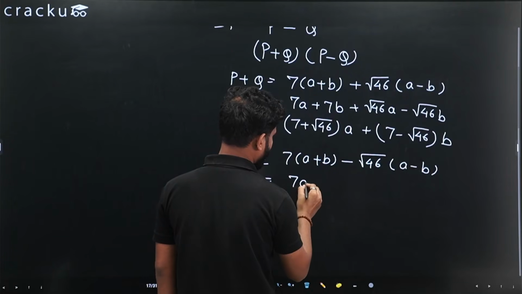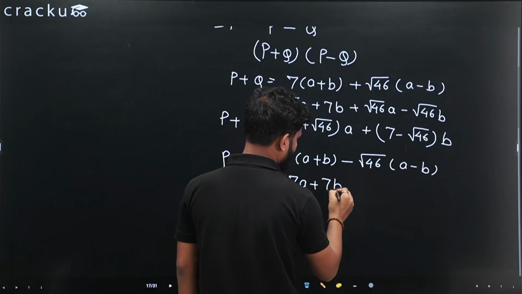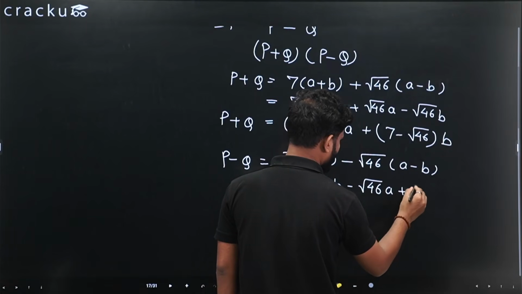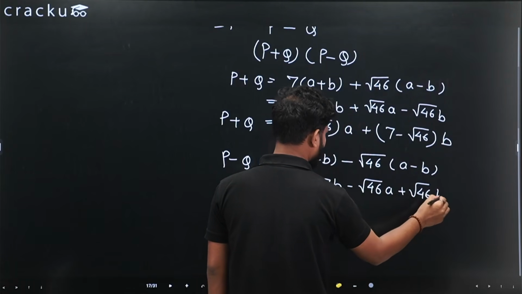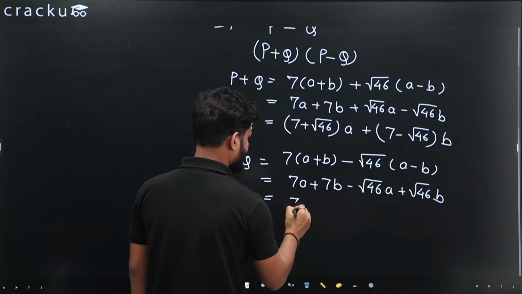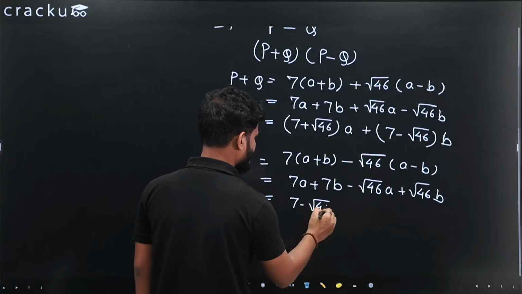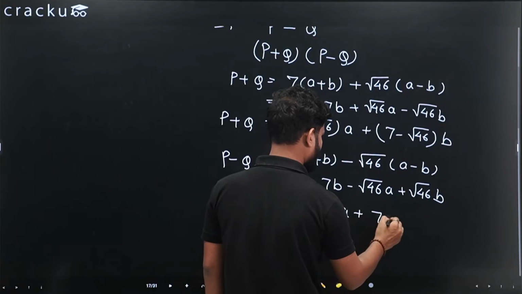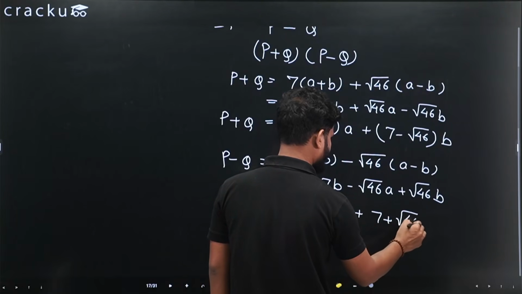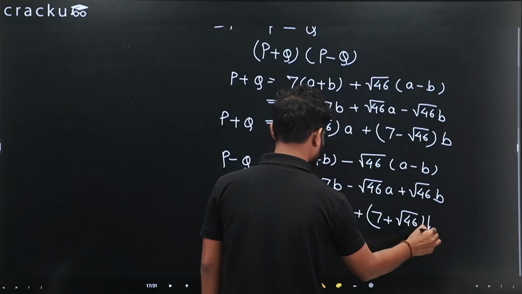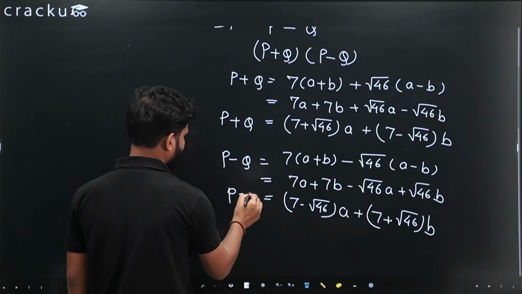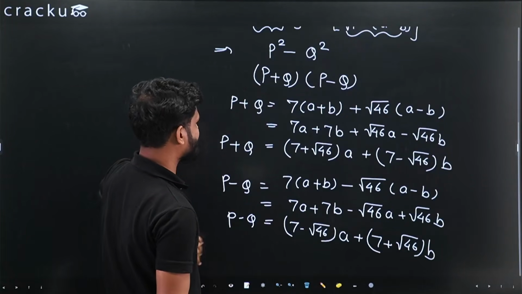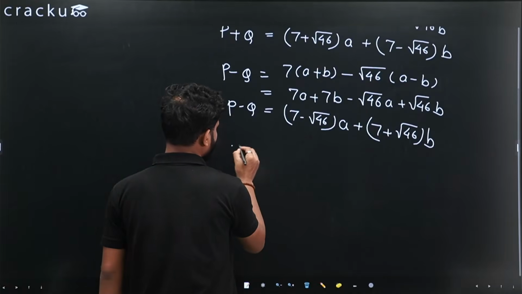This is 7A plus 7B minus √46A plus √46B. From here I can write (7 minus √46)A plus (7 plus √46)B. So this is the value of P minus Q. And what is the value of P square minus Q square? It is (P plus Q) into (P minus Q). So this will be what?